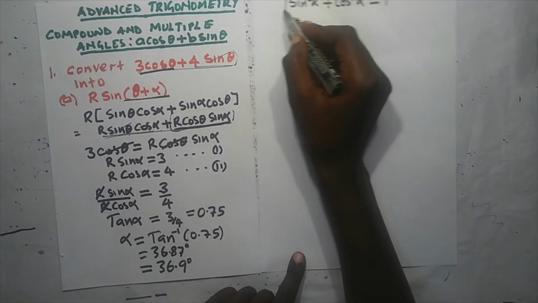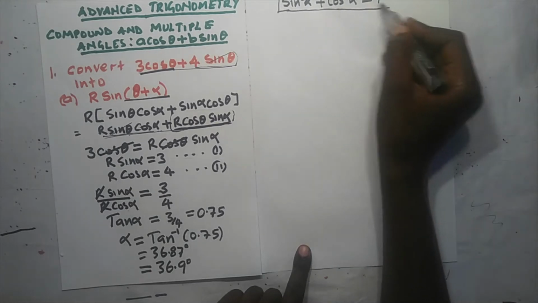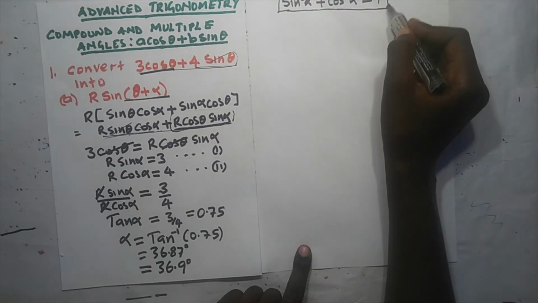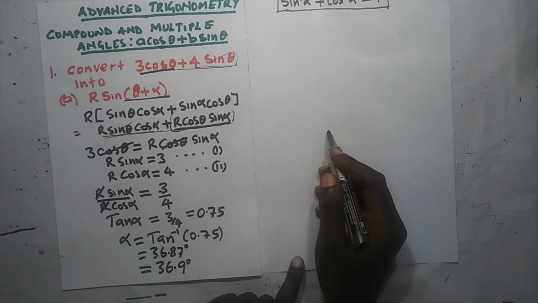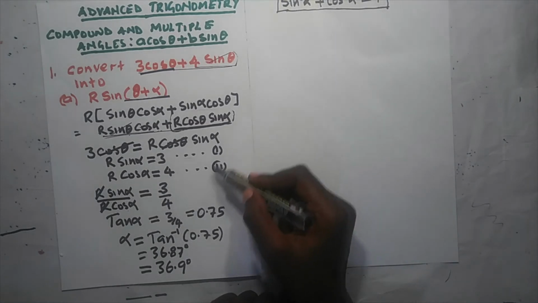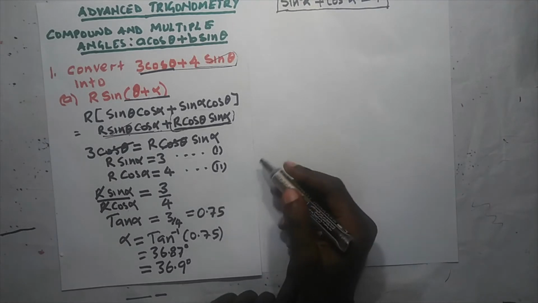This one is a very important identity in trigonometry. Every student of trigonometry must know this identity. And so here is how we apply it here. We have these two equations here. We are going to square both of them and add them.